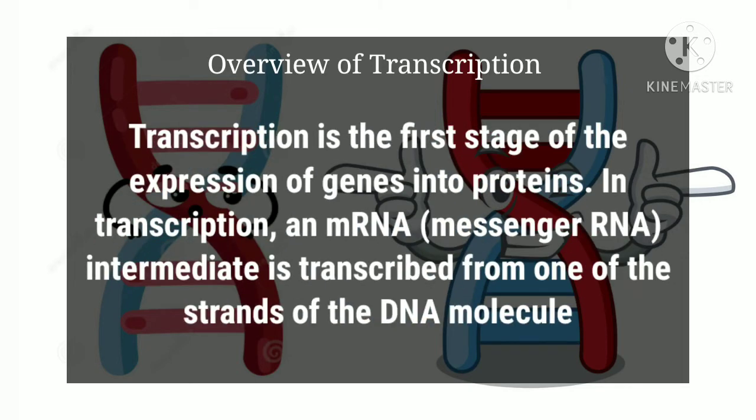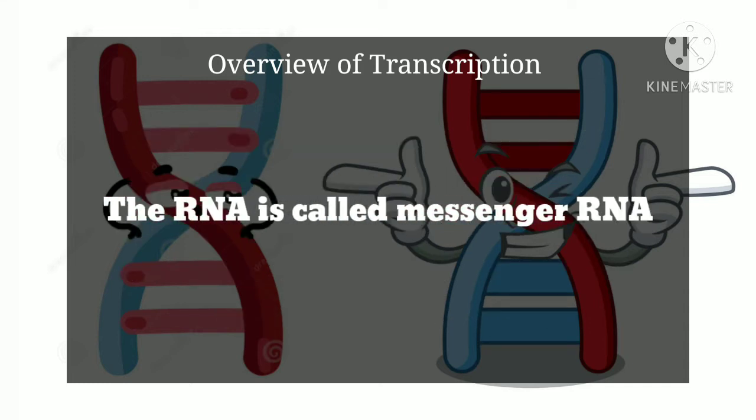Transcription is the first stage of the expression of genes into proteins. In transcription, an mRNA, messenger RNA, intermediate is transcribed from one of the strands of the DNA molecule. The RNA is called messenger RNA because it carries the message or genetic information from the DNA to the ribosomes, where the information is used to make proteins.